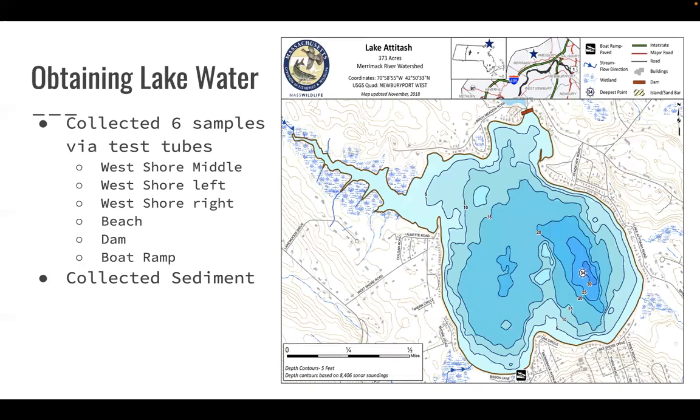So obtaining lake water, I collected 6 samples of lake sediment. I did the West Shore Middle, which is in front of my house. And then I did West Shore Left, which is just closer to the runoff, so like where the Powwow River is. And then I did West Shore Right, which is kind of closer to where the other watershed is. And then I did the only public beach on our lake, which is over here. And I did the dam, which is right here, which is the closest to the watershed. And then I did the boat ramp, which is right here.